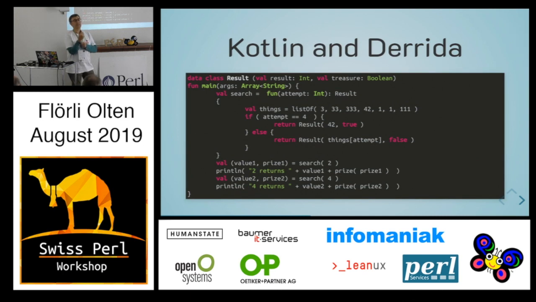You know Derrida? Derrida is a postmodern philosopher. He was the one that proposed deconstruction as a methodology for analyzing speech or for analyzing text or anything like that. So this is Derrida in Kotlin, because we are deconstructing the argument.